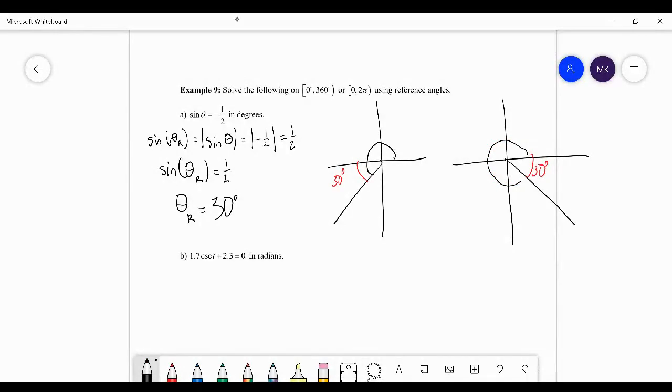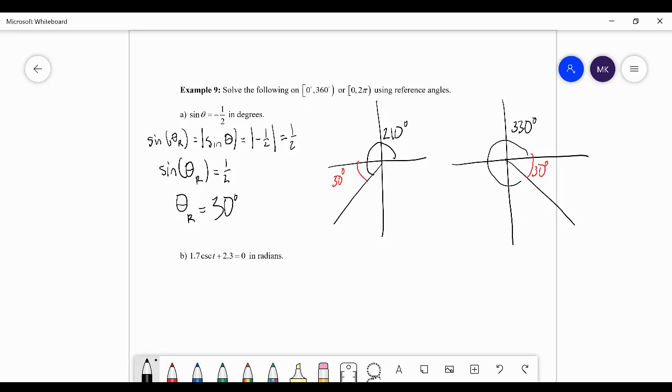So if this measure here is 30 degrees, well, this measure is 180, go 30 more, and we get to 210 degrees. And if over here, an easier way is the whole thing is 360, go back 30, and we get 330 degrees. Okay. There you have it. So this is how we're able to find these values.